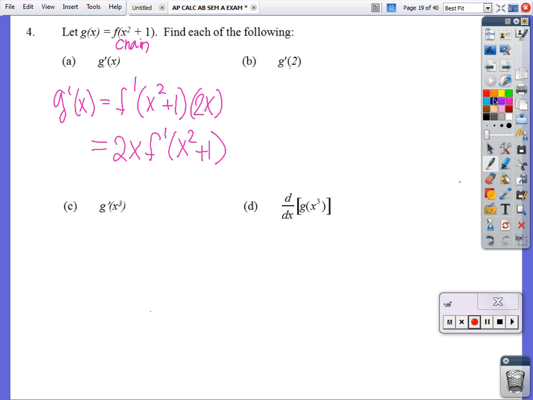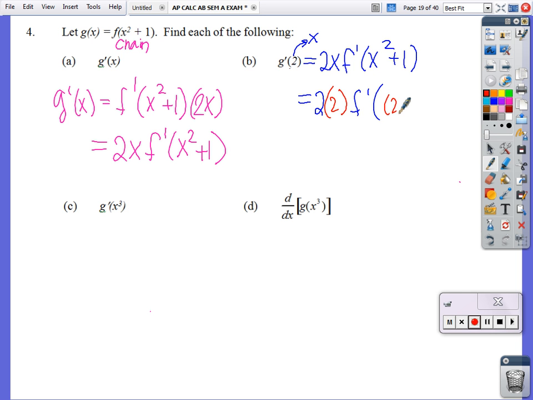g prime of 2 would be where my x value is now 2. Well, I already found g prime of x, and that was 2x times f prime of x squared plus 1. Therefore, I'm just going to substitute in my x value of 2. So I get 2 times 2, f prime of 2 squared plus 1. So I get 4 f prime of 5.